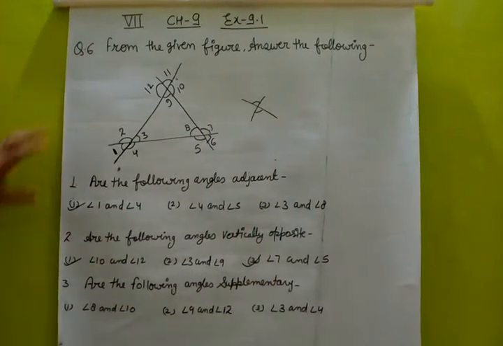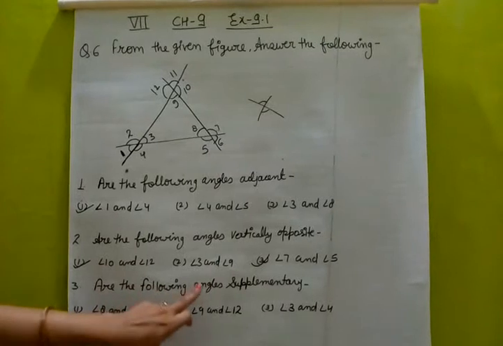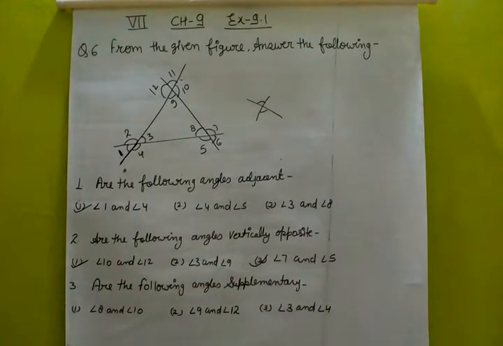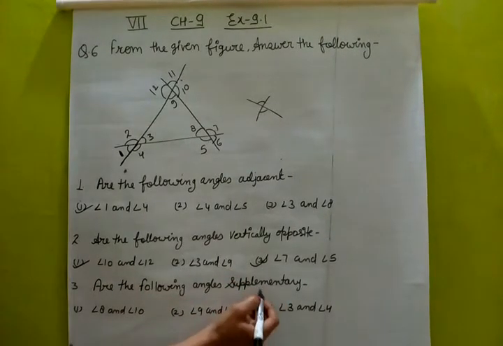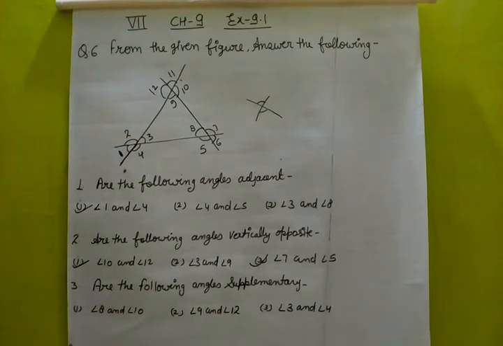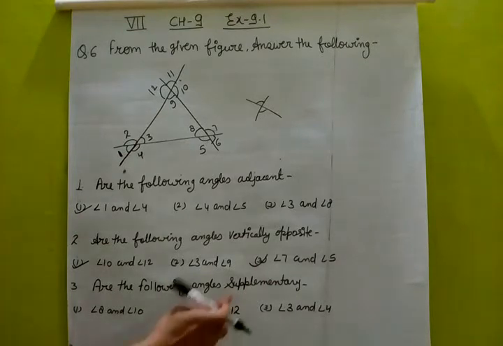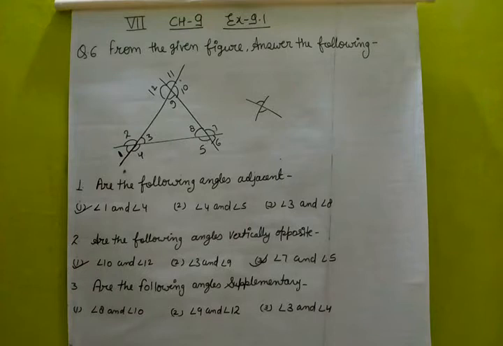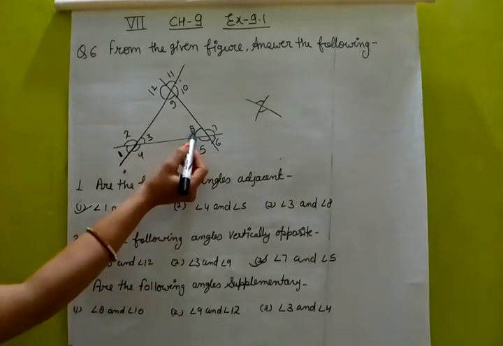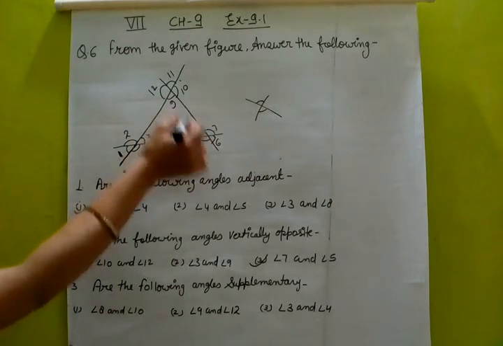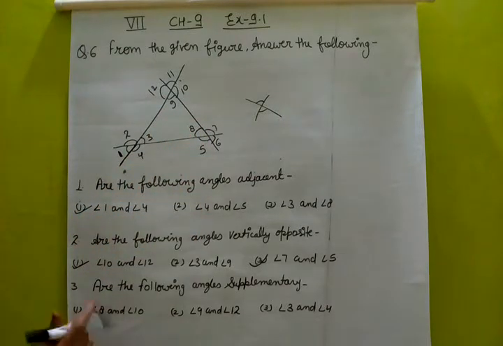Okay, students. Now third one, are the following angles supplementary? Supplementary means, students, their sum should be 180. 180 means they should form a linear pair. If they are following the linear pair condition, then they will be supplementary. First option, angle 8 and angle 10. No, they are not supplementary.